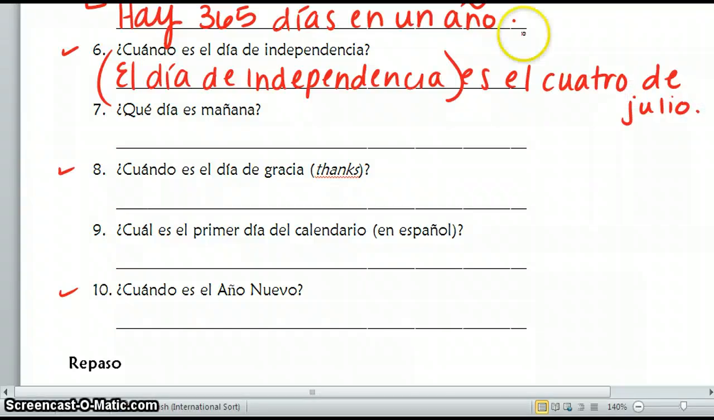Es el 4 de julio. You could leave the El Día de Independencia out and just use es el 4 de julio. You have to have this in there because that's a verb. You have to have that verb in there. Number 8. Let's go to number 8. We'll go back to 7 and 9.